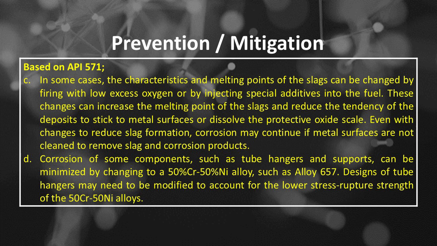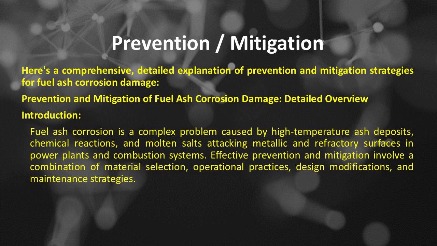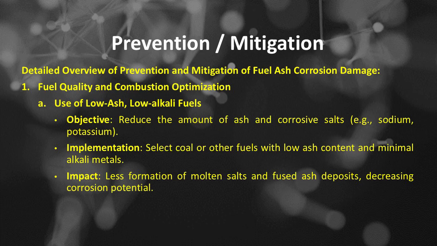Here's a comprehensive, detailed explanation of prevention and mitigation strategies for fuel ash corrosion damage. Detailed overview. Introduction. Fuel ash corrosion is a complex problem caused by high-temperature ash deposits, chemical reactions, and molten salts attacking metallic and refractory surfaces in power plants and combustion systems. Effective prevention and mitigation involve a combination of material selection, operational practices, design modifications, and maintenance strategies.